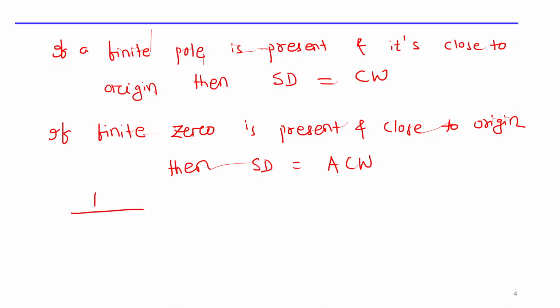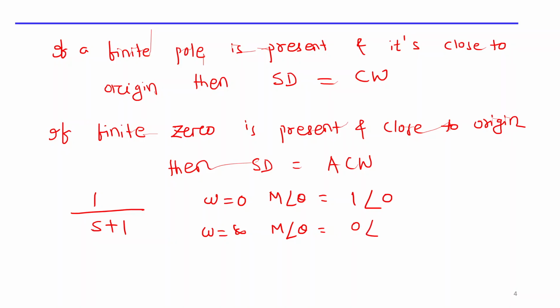So what is the first question I have given to you? 1 by s plus 1. I'm just writing directly. Omega equal to 0, what is the magnitude and what is the angle? 1 at an angle 0. Omega equal to infinity, what is the magnitude and what is the angle? At omega equal to infinity, the magnitude is 0, right? If you put infinity here, you will get 0. And the angle is minus 90. Good, very good.